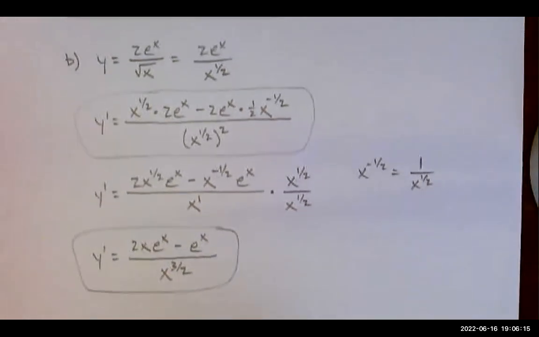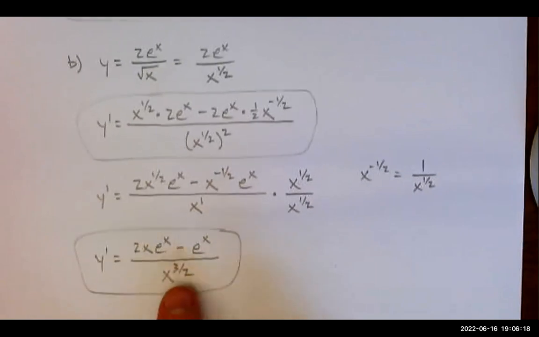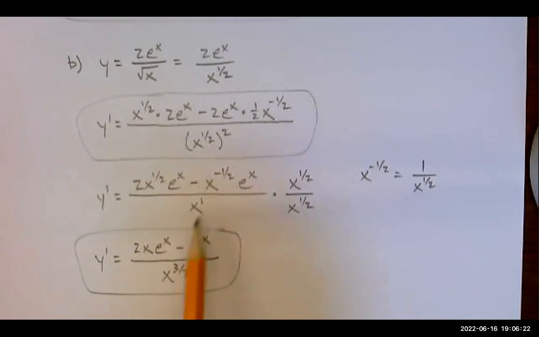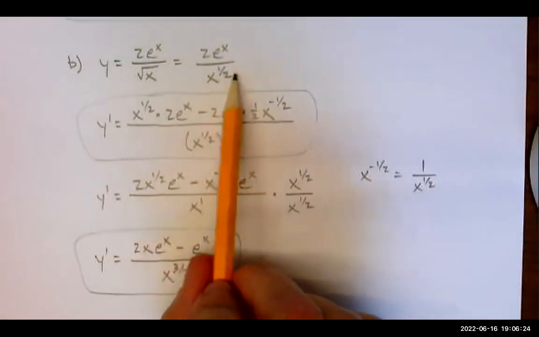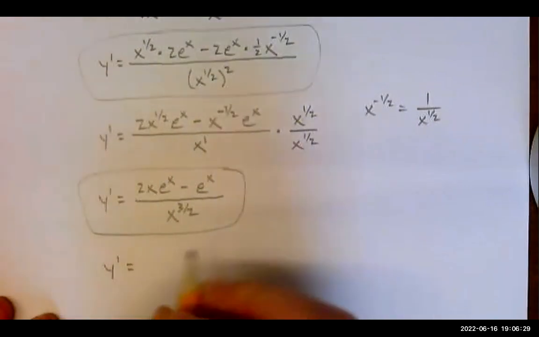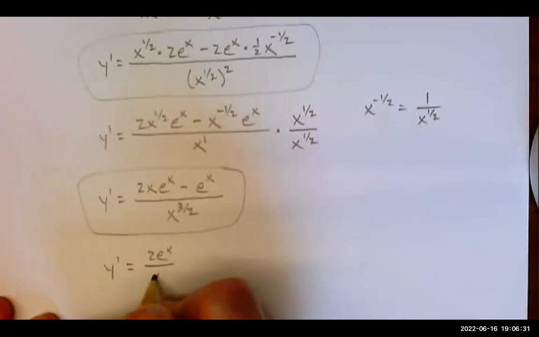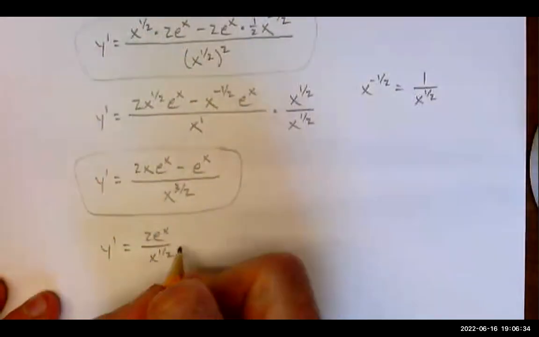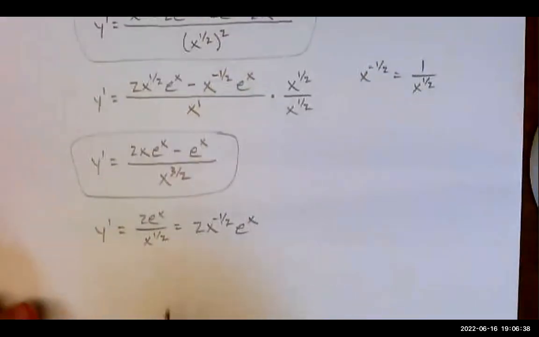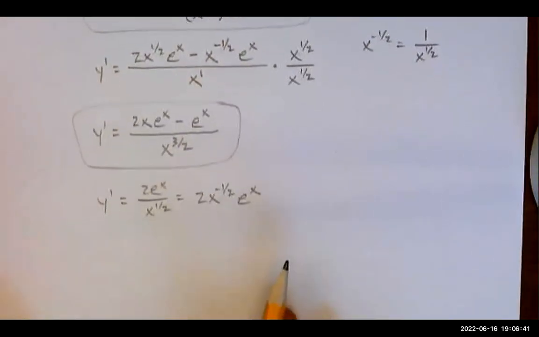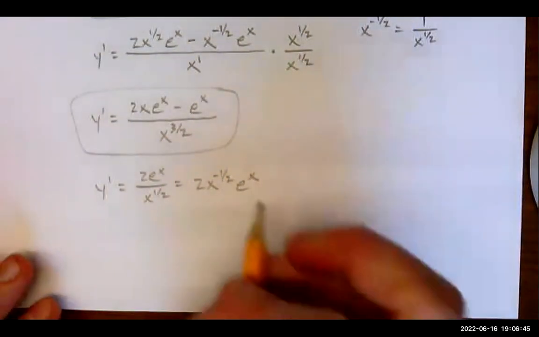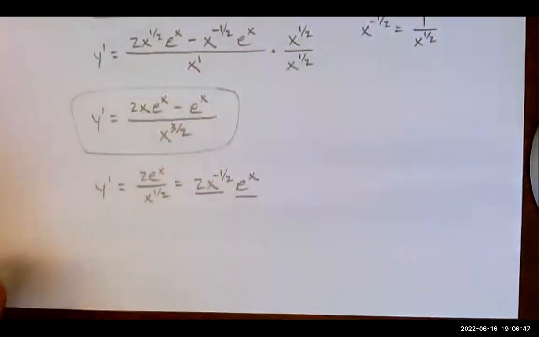You know what? As much as I like this quotient rule, I'm thinking about that negative exponent. We could have done this a different way from the beginning. Let's take a look. 2e to the x over x to the 1/2, wouldn't that be the same as 2x to the negative 1/2 e to the x, if we put that in the numerator with the negative exponent? And if we wanted to think of it this way, we could then use the product rule.